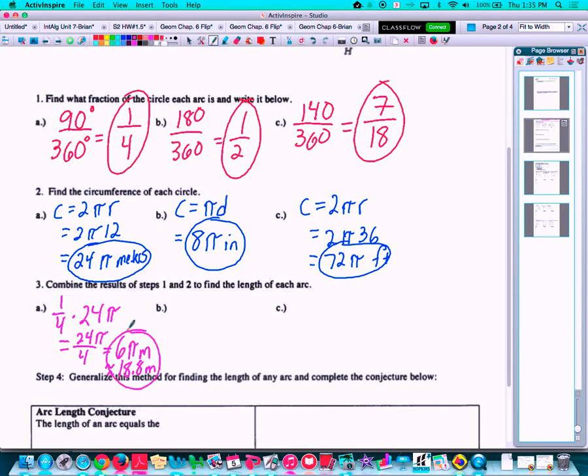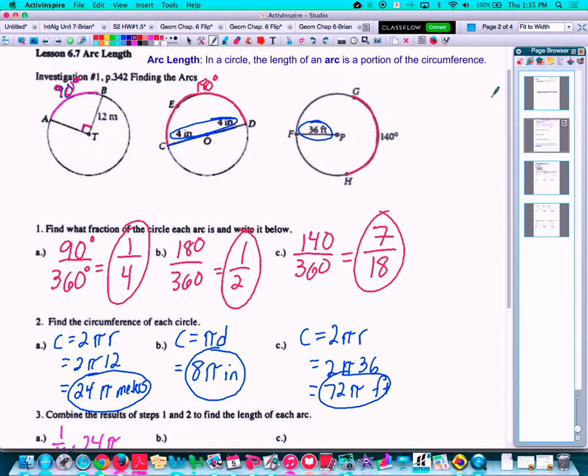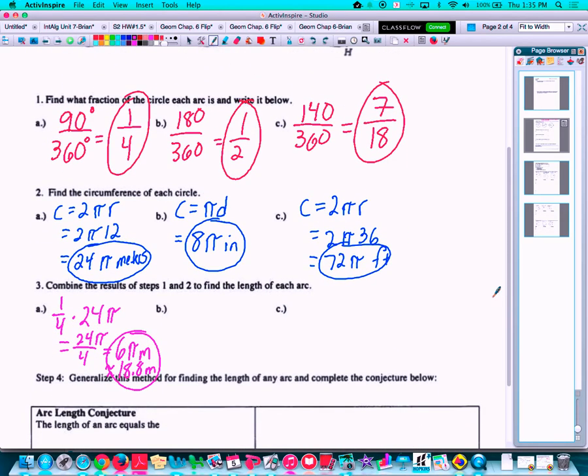All right, part B, same idea. We want to take 180 degrees of the entire circle. So in other words, half of the circumference here. So that arc length is half the circumference. So 1/2 of the circumference, 8 pi inches. So 1/2 of 8 pi would be 4 pi inches, which is approximately 12.6 inches, 12 and 6/10 inches. So that would be that arc length, about 12.6 inches, or exactly 4 pi.